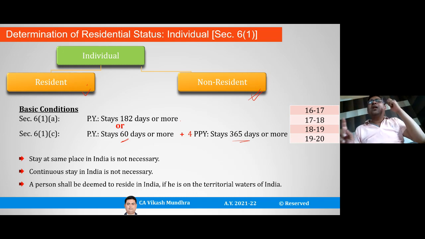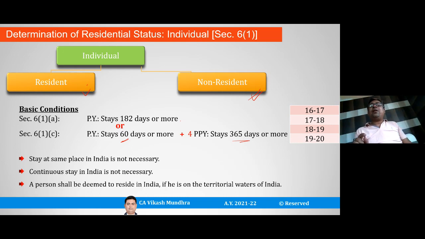What are these conditions? I am giving option number one. Option one, during that particular previous year, he is in India for 182 days or more. He is a resident in India. Number second option, he is in India during that particular previous year for 60 days or more.